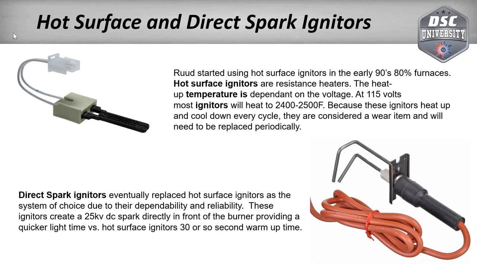Basically the hot surface igniter is just powered by 115 volts. It heats up to 2400 to 2500 degrees. When you turn on the gas, that hot surface igniter will light the gas. They work. Back in the day, they were terribly unreliable and fragile. If you looked at them the wrong way, they would break.